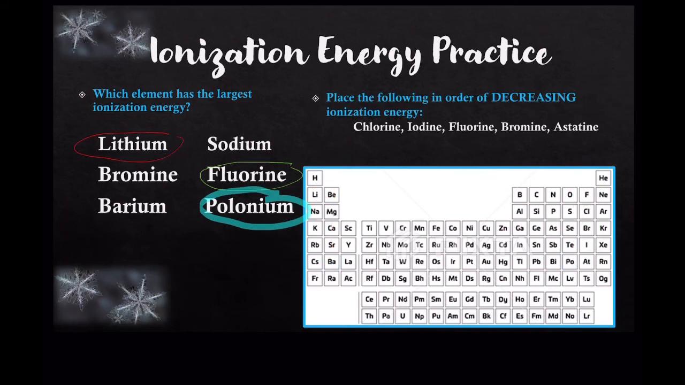Now let's take a look at our last example. Place the following in order of decreasing ionization energy. So think about what this word means, decreasing. Are we going from the lowest energy to the highest energy, or from the highest energy to the lowest energy? So decreasing means we're starting with the element with the highest ionization energy and ending with the element with the lowest ionization energy. So chlorine, iodine, fluorine, bromine, astatine, do you see that they all come from the halogen family? So we're looking at these elements here.